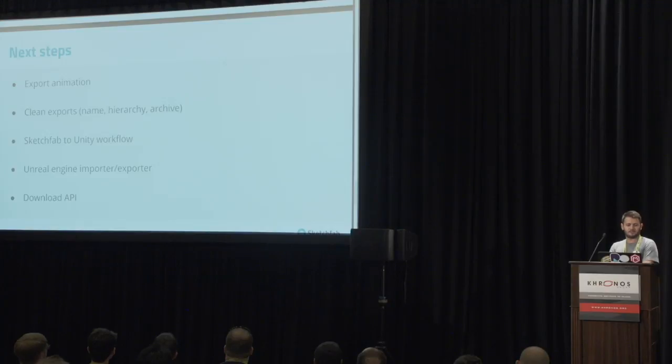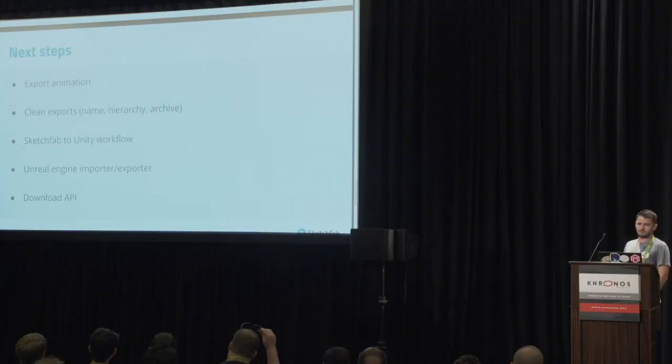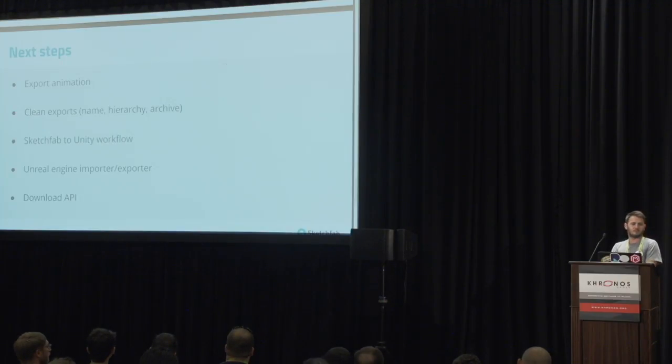So a few words about the next step. We still have to release the animation export with solid, rig, and morph. We also have some work to do on cleaning the assets, cleaning the outputs. We have to improve the workflow between Sketchfab and Unity, and also add the same workflow between Sketchfab and Unreal Engine to allow importing assets in your game engine. And also the download API that will allow every tool using glTF to just get content from Sketchfab and include it in their project.